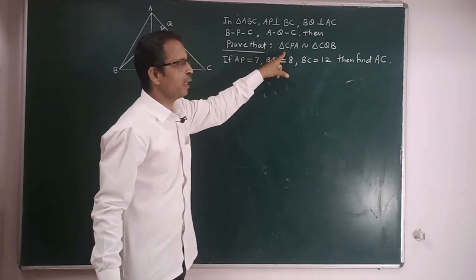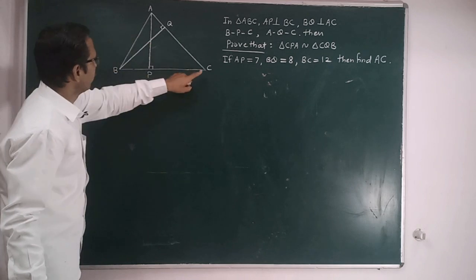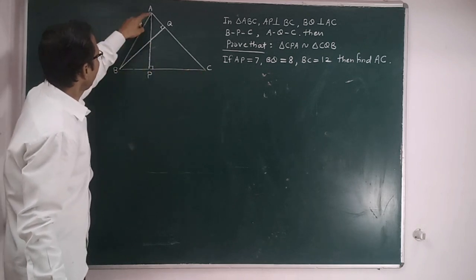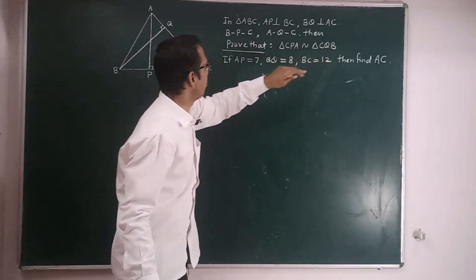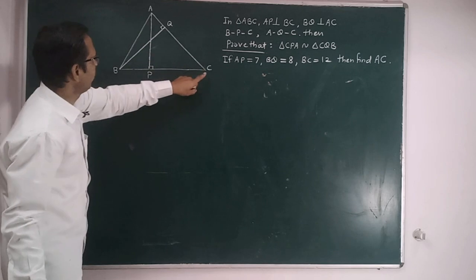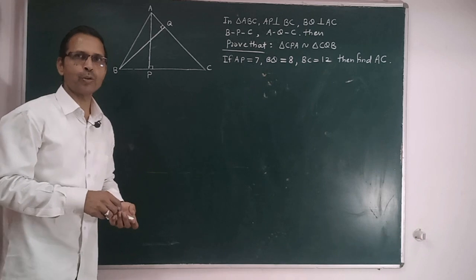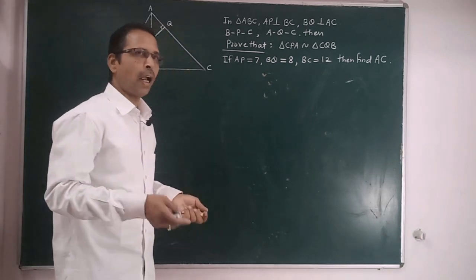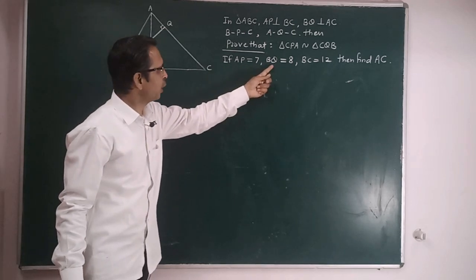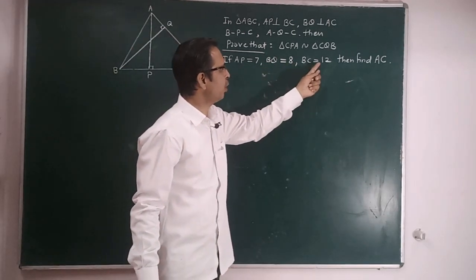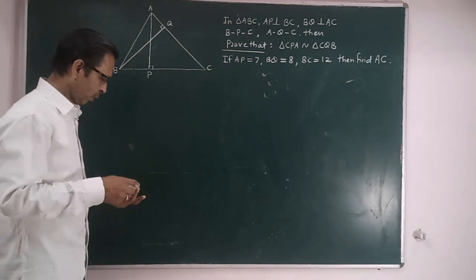Then we have to prove that triangle CPA is similar with triangle CQB. These two triangles we have to show are similar. And again in the second part, if AP is equal to 7, BQ is equal to 8, BC is equal to 12, then we have to find AC. Now this is our target.